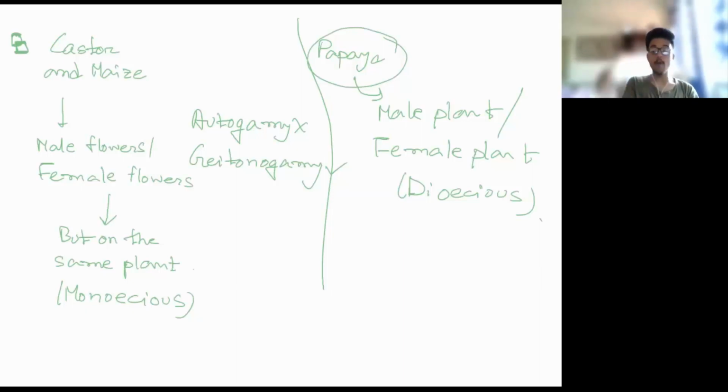Now, if I'm talking of how you are going to prevent autogamy, produce unisexual flowers. But if you are producing unisexual flowers, either a male flower or a female flower, but the male and female flowers are present on the same plant, that is, the plant is monoecious, then you can prevent autogamy, but not geitonogamy, as we are observing in the case of castor and maize. Okay.